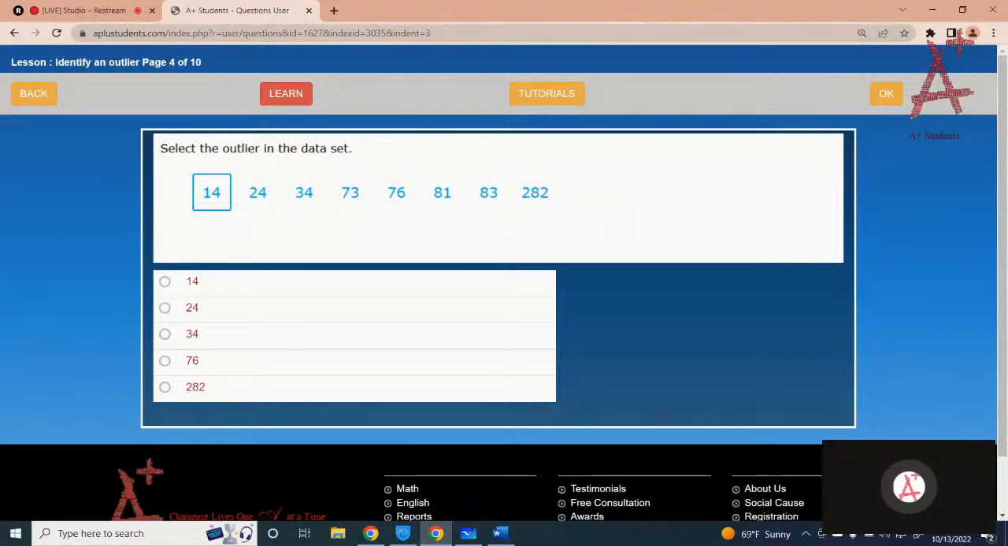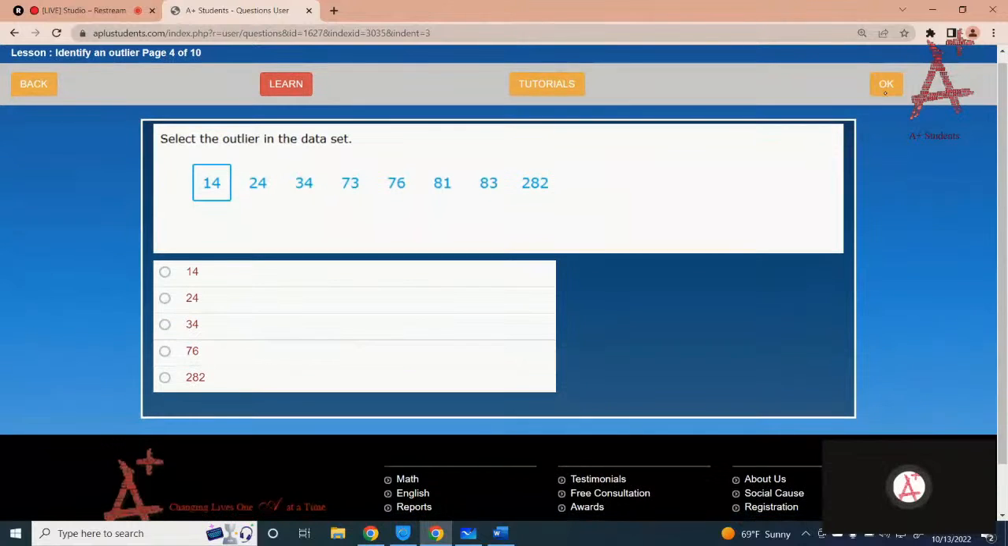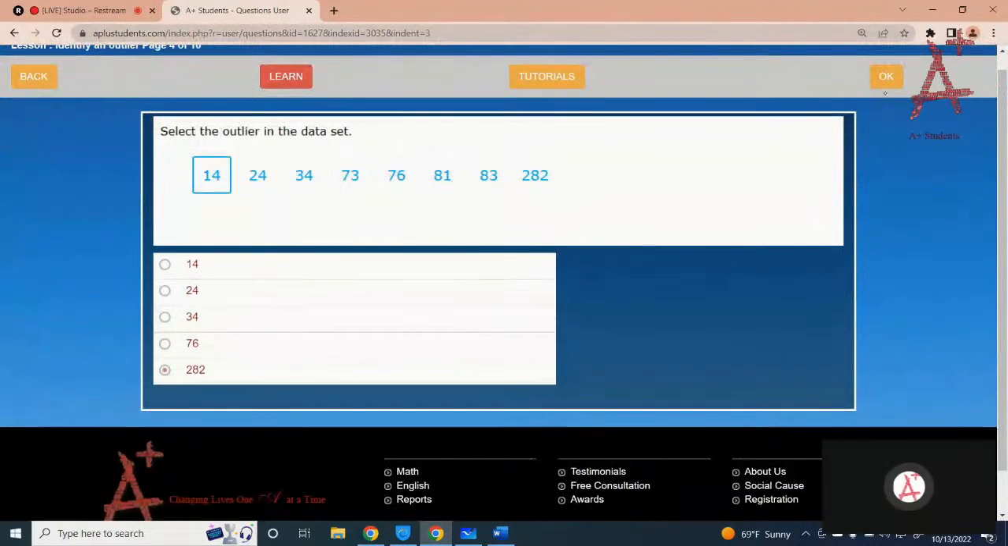Okay, select the outlier in the data set, and the numbers given are 14, 24, 34, 73, 76, 81, 83, and 282. So the outlier is the extreme value in the data. Extreme value means it is either much greater or much smaller. So other values are within 100. Just 282 is the highest value. So that means the outlier is 282. Got it? So select the correct option and click on the OK button.